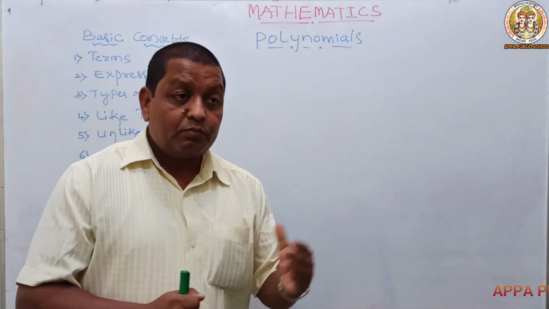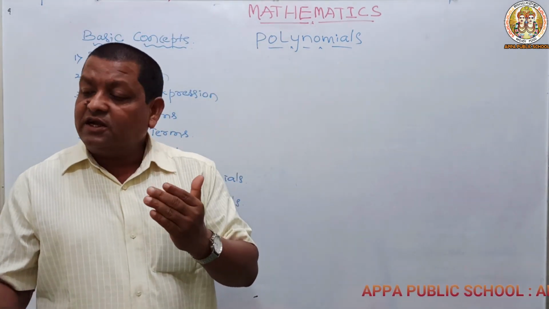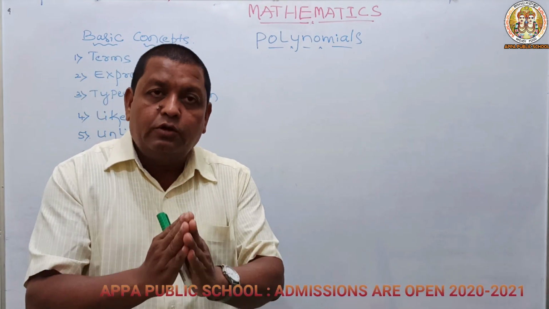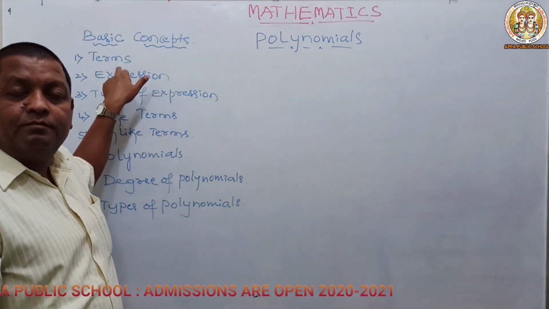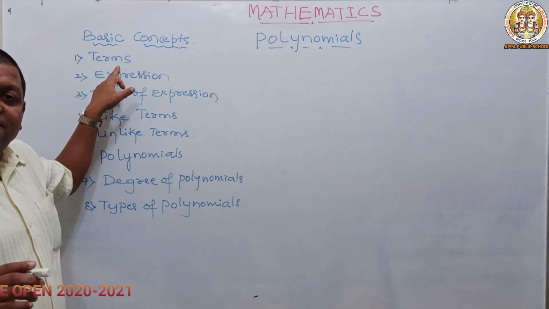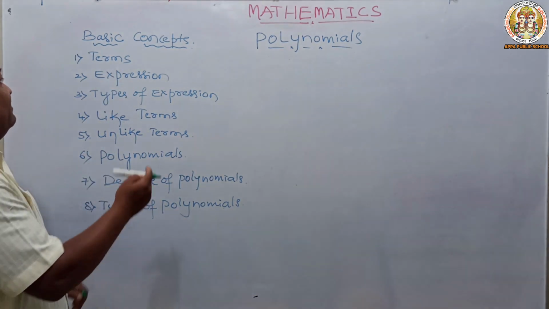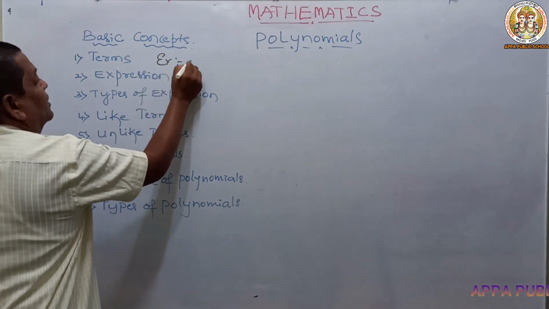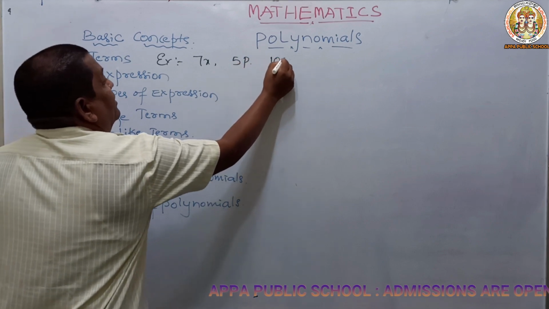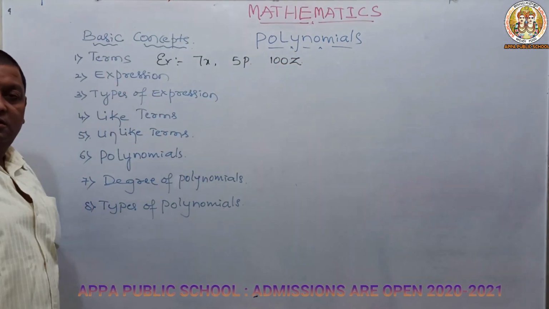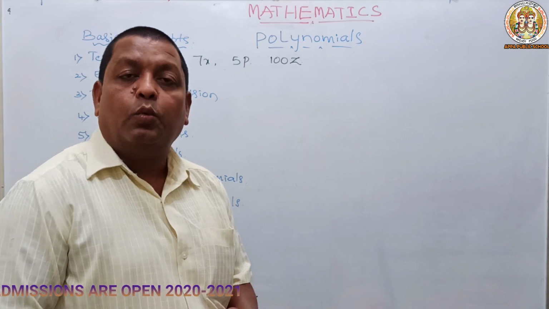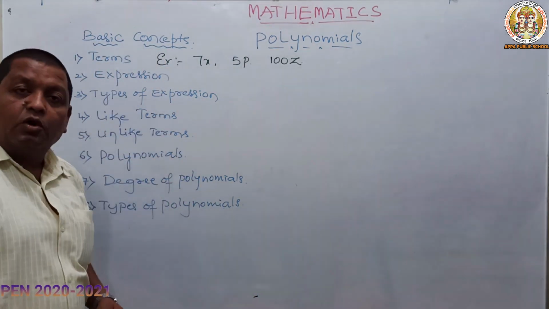Now we are going to combine constants and variables to form one group. That group is called a term. So terms are a group of constants and variables. Examples: 7x, 5p, 100z, and so on. It is a combination of both constant and variable. Okay, so this is about terms.